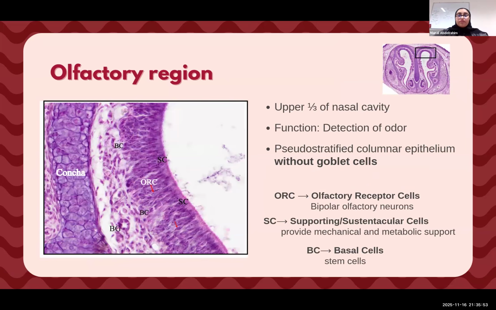Okay, so let's start with the olfactory region. Look at this diagram here. This top part we said is the olfactory region.